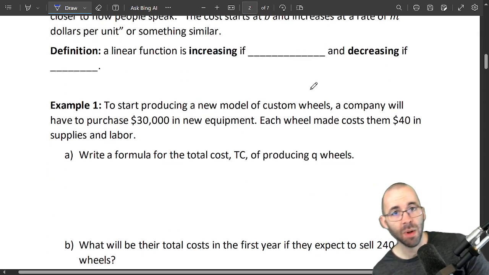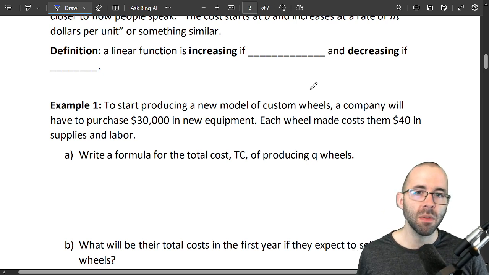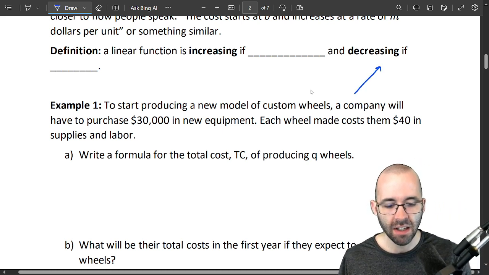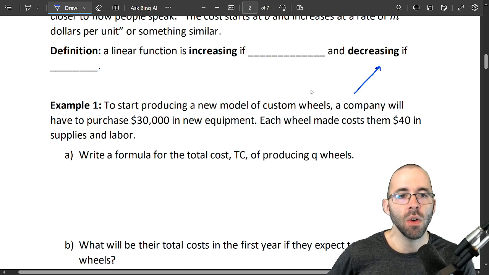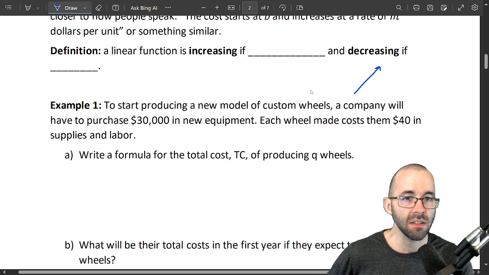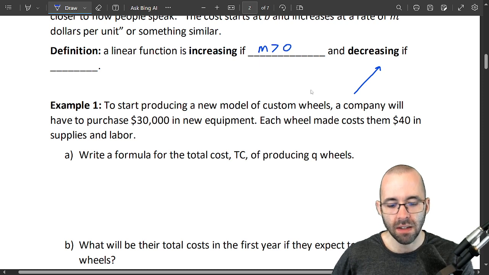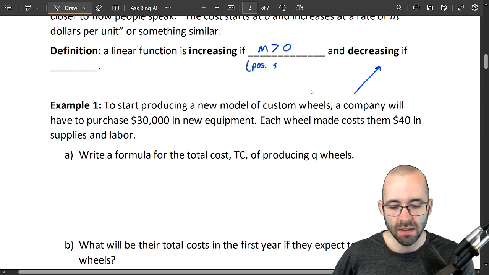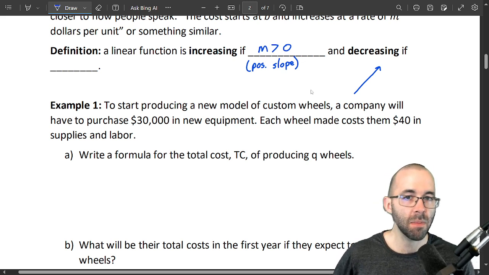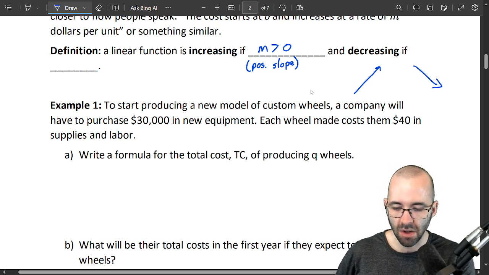So let's tie things into 1.3. Remember, a function's increasing if it goes up from left to right. So if a line is going up from left to right, it'll look like this. What do we know about a line's slope or rate of change if this is the case? The idea is that the slope is going to be positive. A linear function will be increasing if it has a positive slope. It'll be decreasing if it has a negative slope.